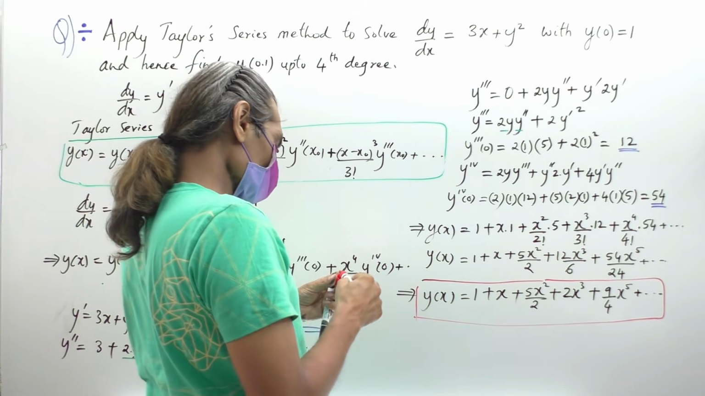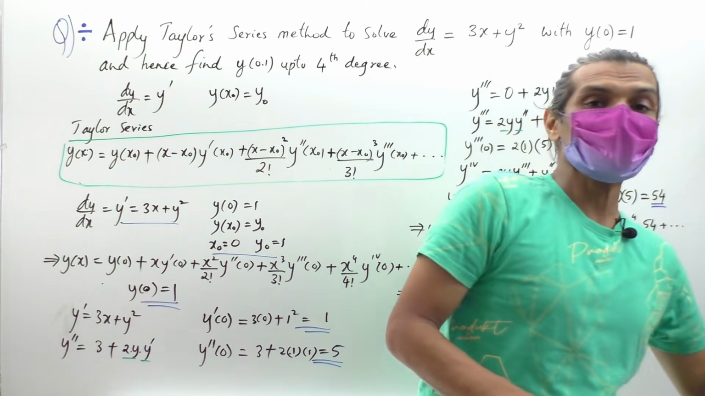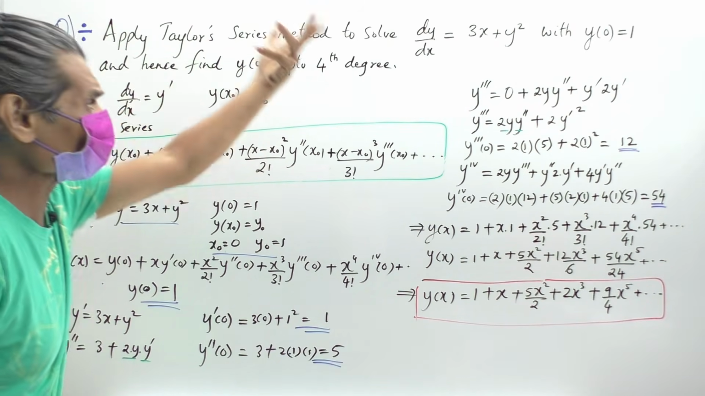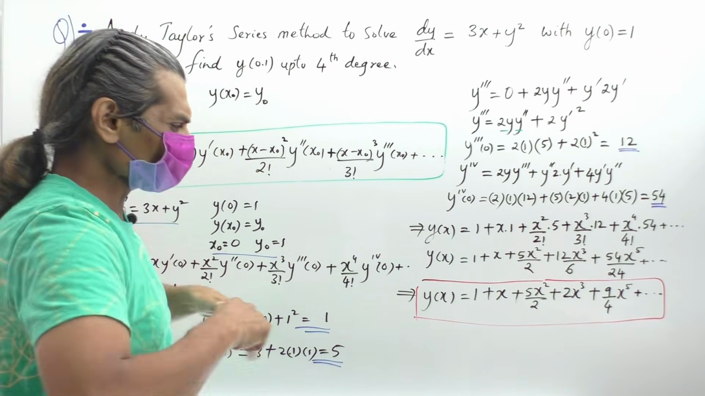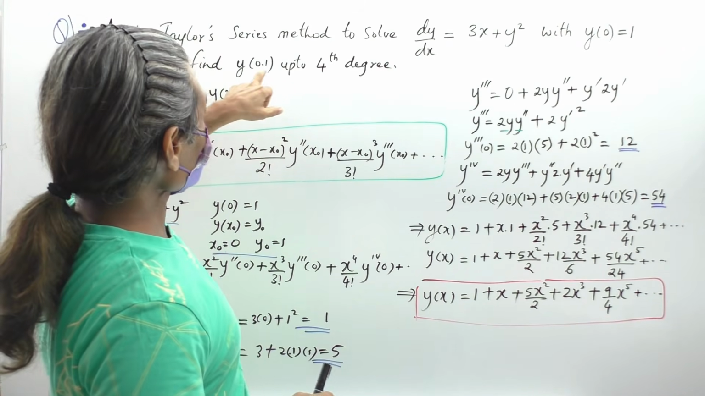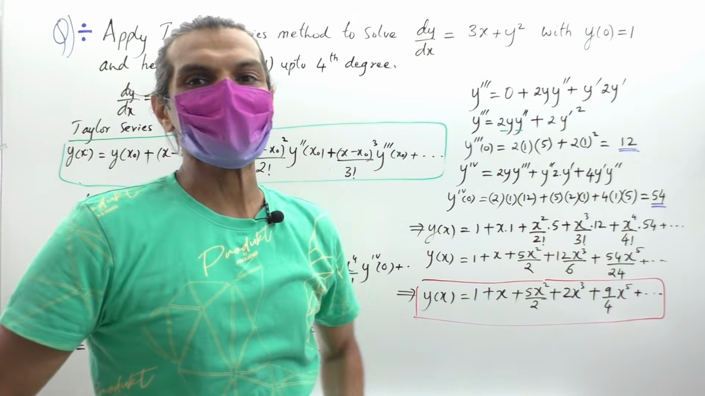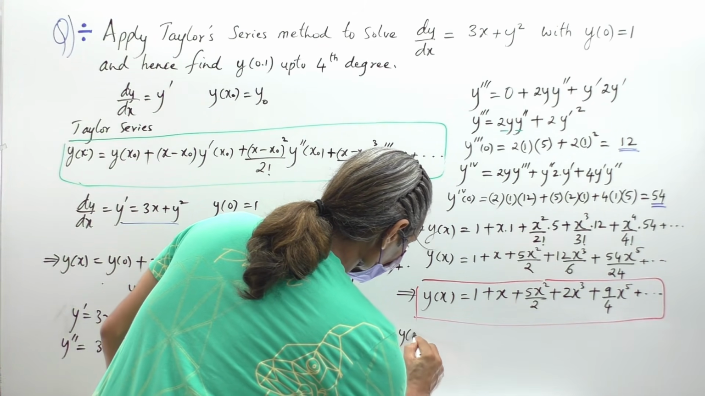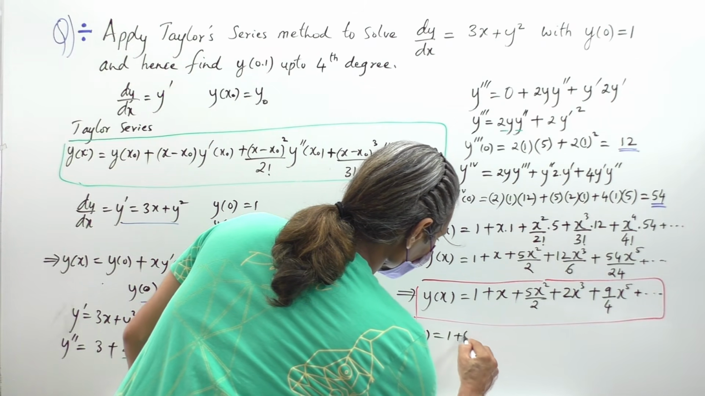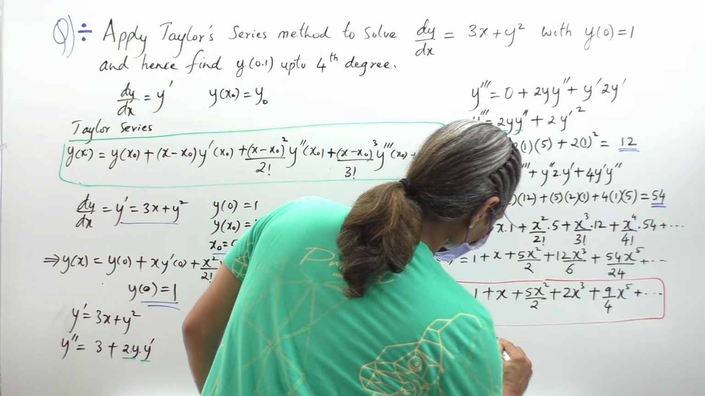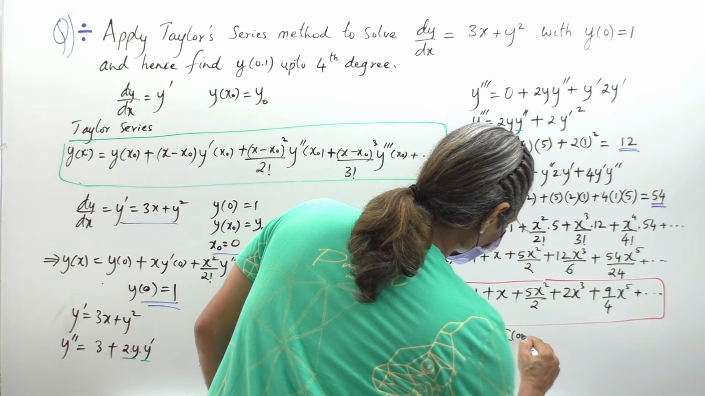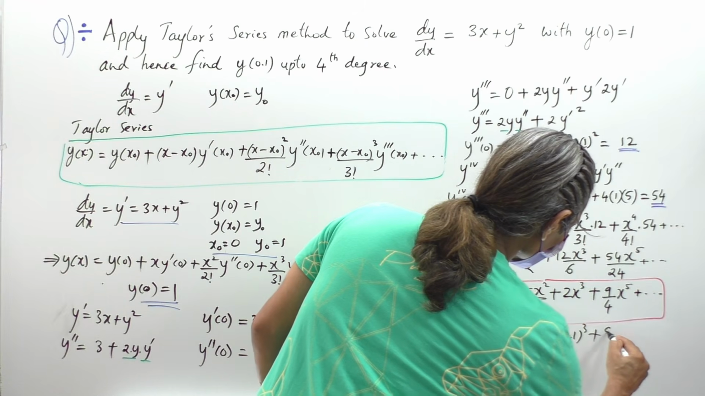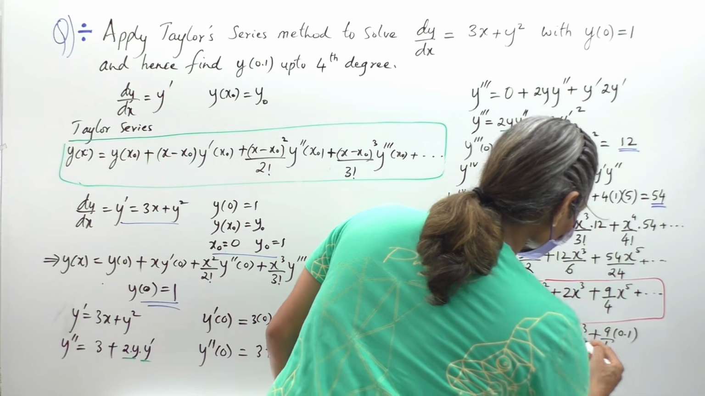Now you found the Taylor series expansion for the given problem. Lastly, they are asking to find y of 0.1 up to 4 degree. Simple. We already have y of x, so to find y of 0.1, in place of x put 0.1 and get the solution. Let's do it with the calculator. So y of 0.1 equals 1 plus 0.1 plus 5 by 2 into 0.1 the whole square plus 2 into 0.1 the whole cube plus 9 by 4 into 0.1.